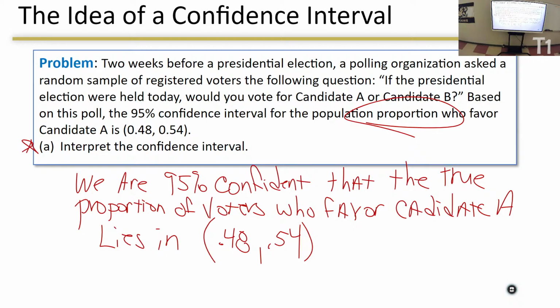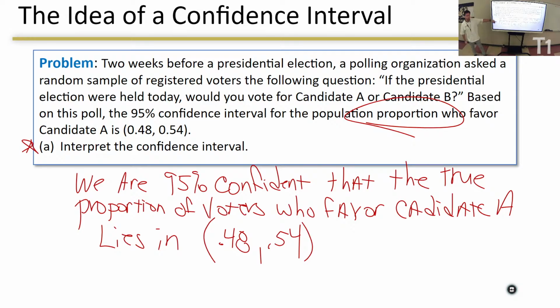Anybody have a question about what you put, if it's good enough or not? Because you don't have to put exactly what I put. Look at how I wrote it this time. I wrote it completely different. We are 95% confident. I at least got the we are 95% confident. I don't want to say 90%, 5% sure, because you say that, you're getting dinged.